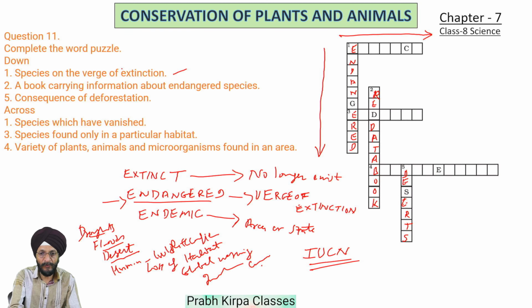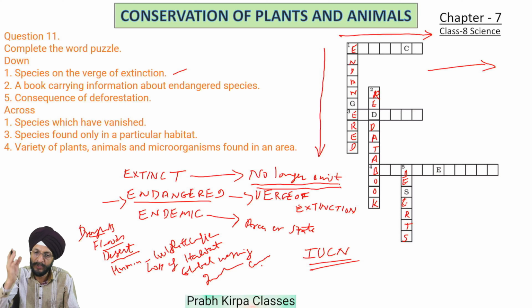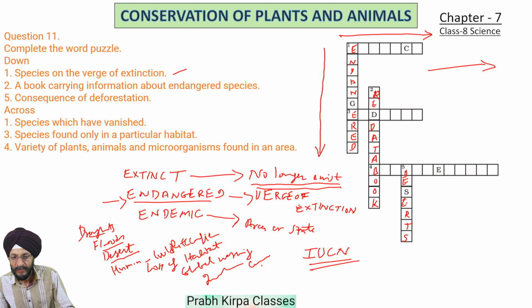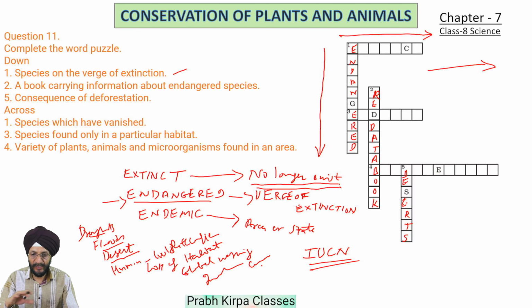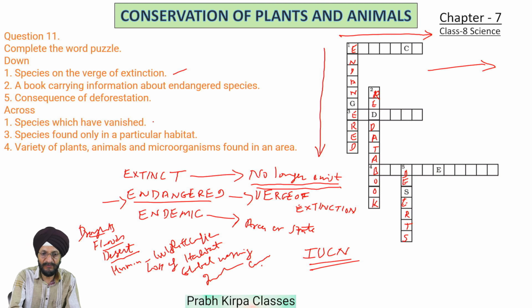Next, now we will see here across. First, we will write here: species which have vanished, that is those species which no longer exist on the earth, which used to exist in history, but they no longer exist because with the passage of time or due to climatic changes or due to deforestation. Species which have vanished are called extinct.